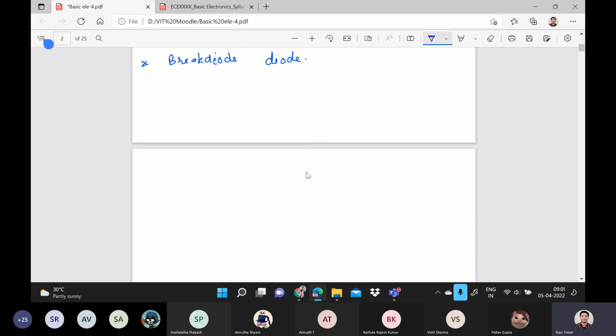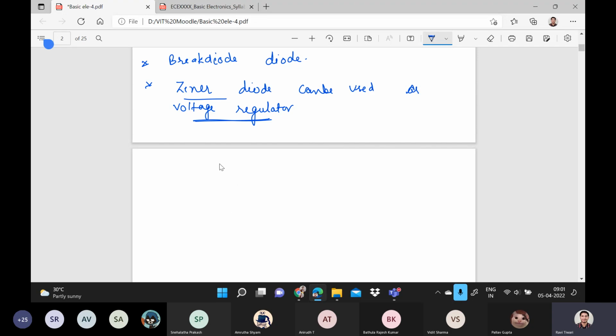Okay, and it can also be used for a voltage regulator. So the Zener diode can be used as a voltage regulator. Because of this characteristic, by which we can use the Zener diode as a voltage regulator, we use this Zener diode. And second thing is what?